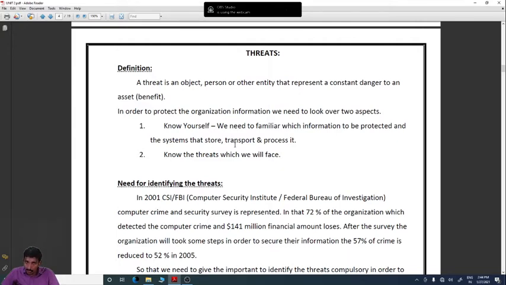According to the 2001 survey of the CSI, the Computer Security Institute, and the Federal Bureau of Investigation, in 72% of organizations the data was reflected as a crime. Due to that crime, $141 million in financial losses happened. After this survey, organizations tried to implement the concept of security principles. Automatically, the average loss of information from every organization was reduced from 57% to 52% in 2005.